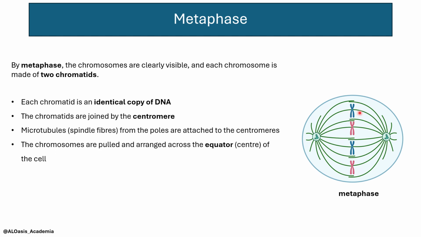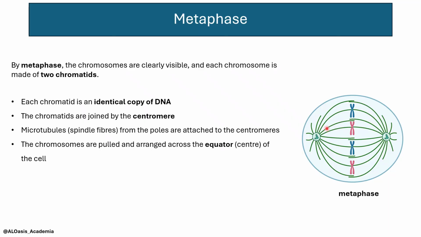What's unique about these chromatids is that each chromatid is an identical copy of the DNA. So this is one chromatid, and that's the identical copy of the other chromatid. The same is true for this sister chromatid, and this sister chromatid. Each pair of sister chromatids are identical copies of the DNA. Then the chromatids are joined together by the centromere. As we can see, each pair of sister chromatids are joined together by centromeres.